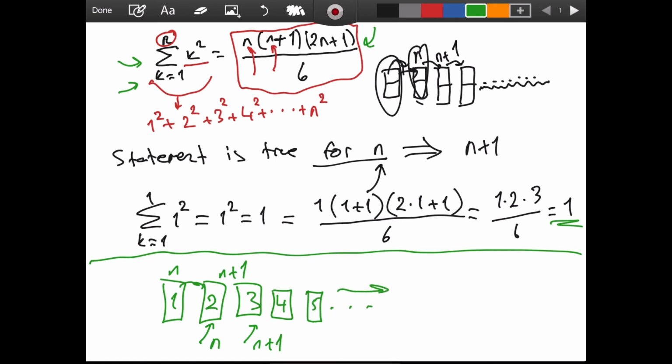Every single domino, every single positive integer will satisfy this equation. So in other words, we have proven this equation. It is correct that if you have the sum of all the squares that you can abbreviate using this notation, then you can simply find the sum by substituting for n in this equation.